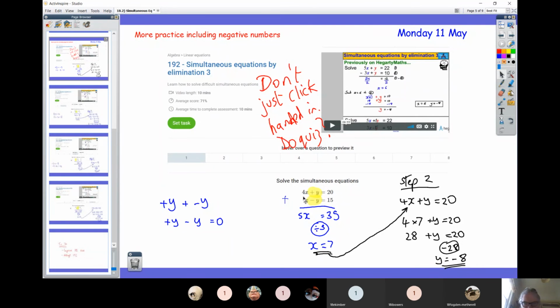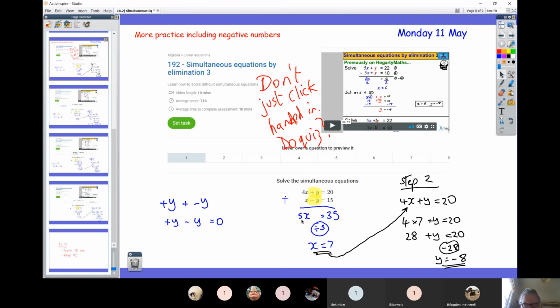So let's add them together. 4x plus x is 5x. The y's have disappeared. 20 add 15 is 35. So 5x equals 35. Divide both sides by 5, we get x equaling 7. So we've worked out x. We now need to go and work out y.